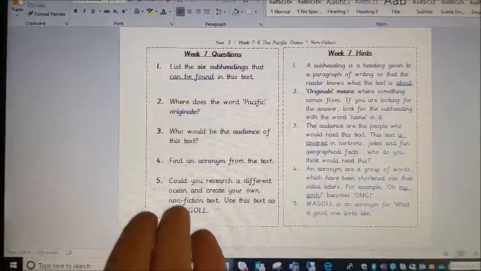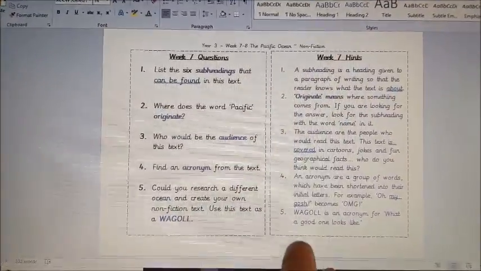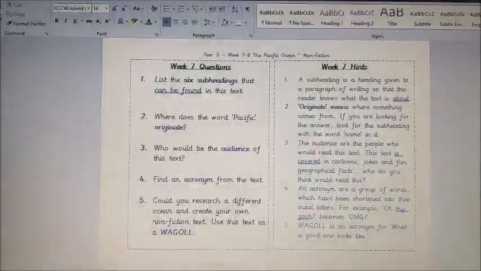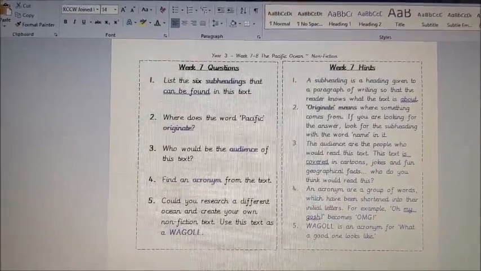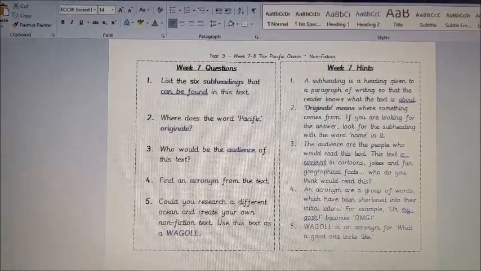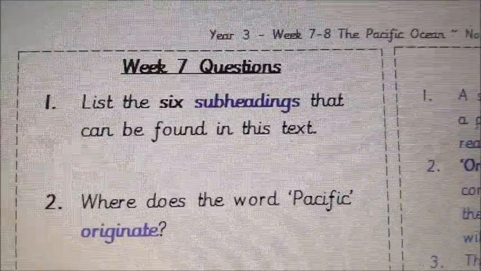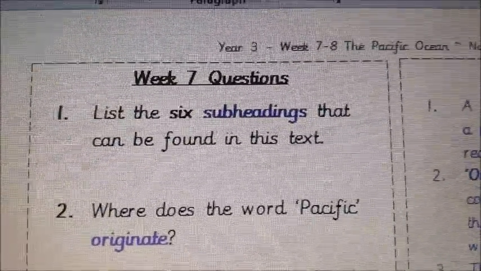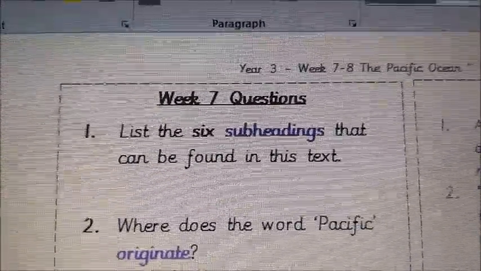So you can see we've got questions on one side, and we've got some hints and tips on the other side, just to help you with some of the vocabulary that you might find. I'm going to help you with question number 1. Okay, here's a close look at question number 1. It says, list the 6 subheadings that can be found in the text.